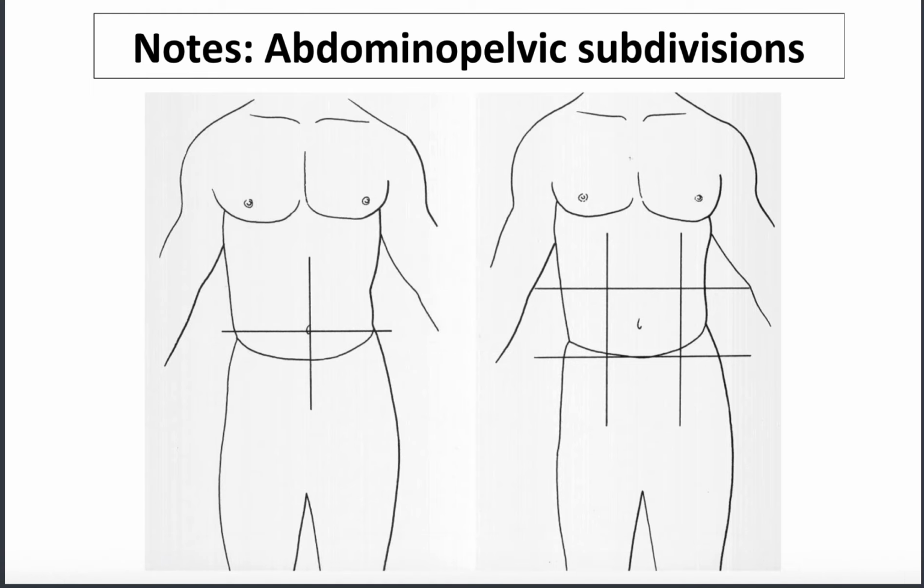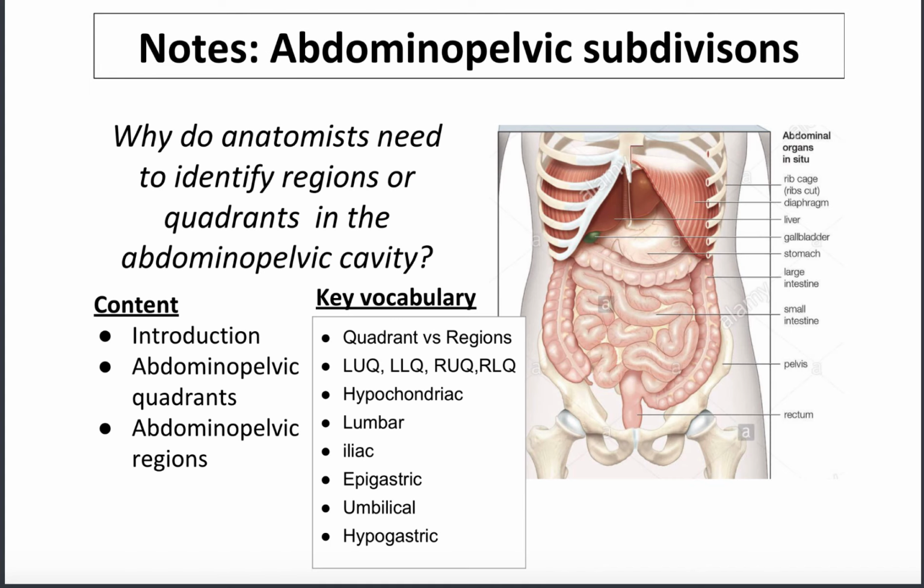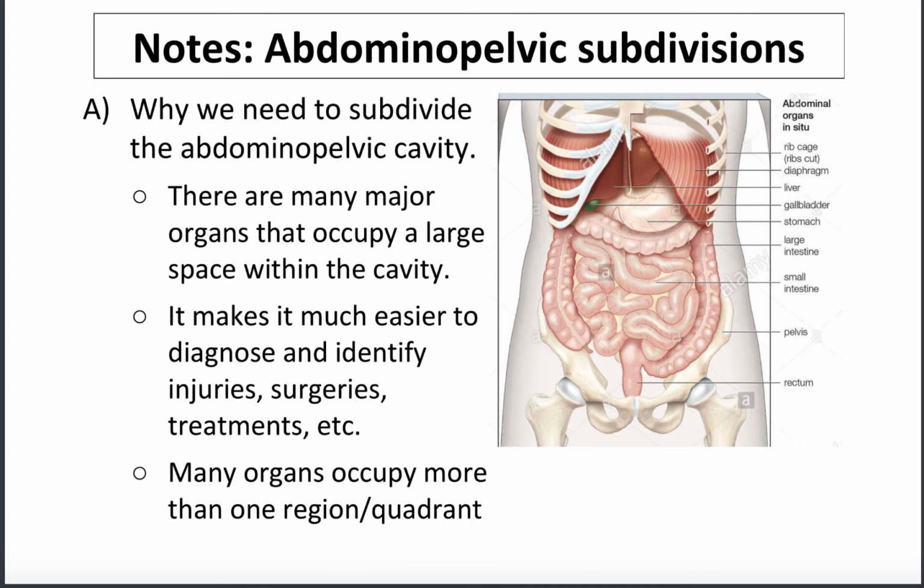Hi everyone, so today we're going to review the notes on the abdominopelvic subdivisions. So, why do anatomists need to identify regions or quadrants in the abdominopelvic cavity? In this lesson we're going to go over why these subdivisions exist in the first place, and then we're going to go over two types of subdivisions, the quadrant system and the region system. And you should learn the terms that are specifically associated with each of those systems.